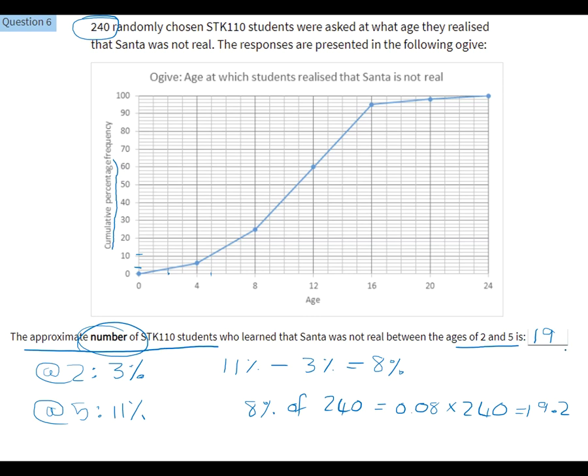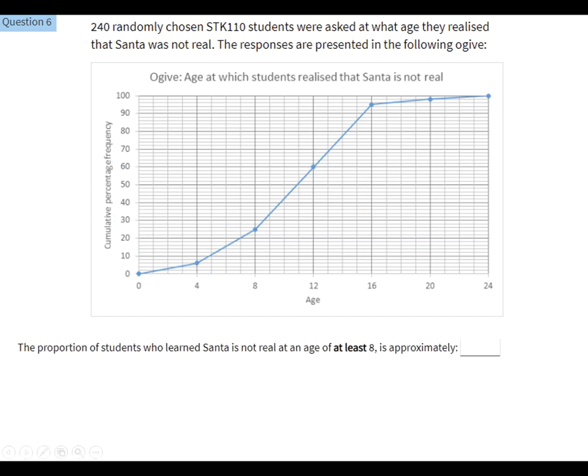But with this question, if you did give the 19.2, we would have accepted it as well. We did use a range of values because you could have looked at this and maybe thought, oh, this is 2% instead of 3%. So we did give some leeway there.